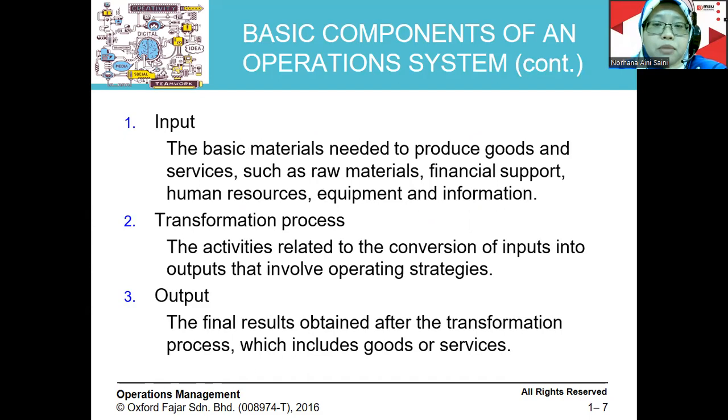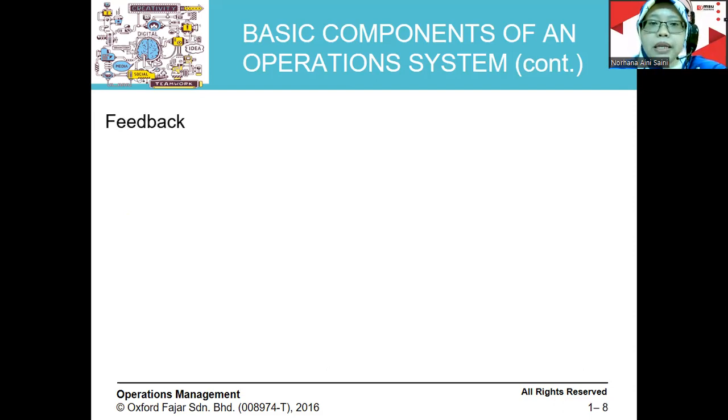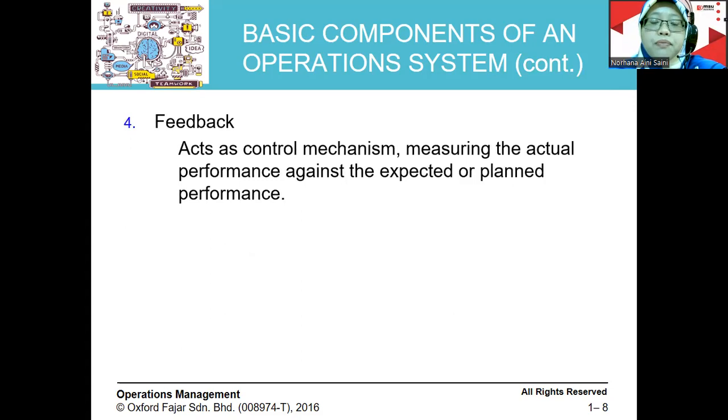Transformation process is the activities related to the conversion of input. So that is the keyword: conversion of input into output that involves the operating strategies. And then output is the final result obtained after the transformation process, which includes goods and also services. And then we have the feedback. Feedback is an act of control mechanism measuring the actual performance against the expected or planned performance.